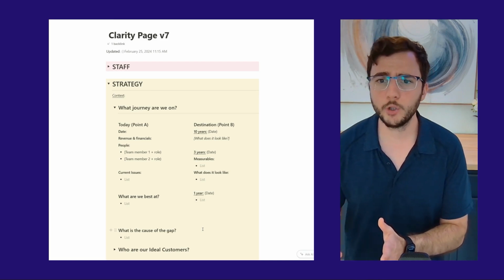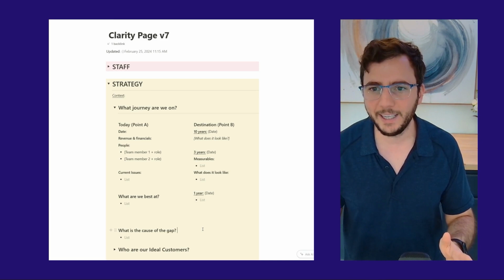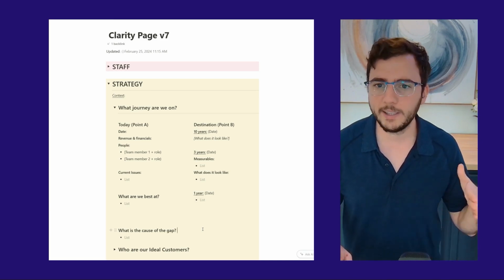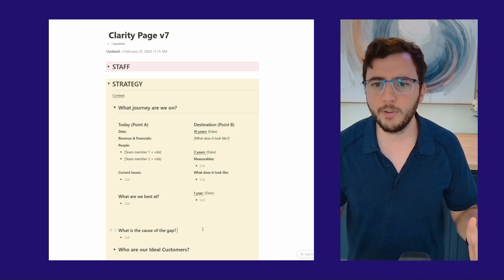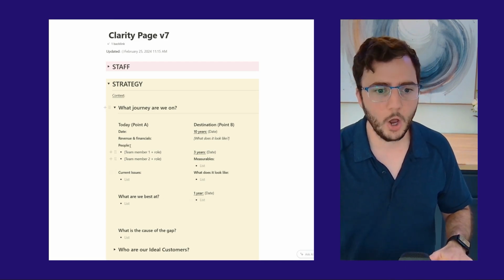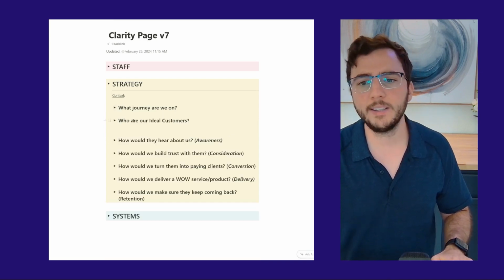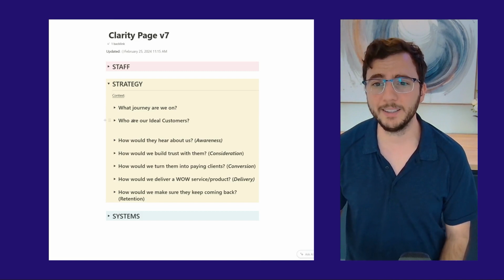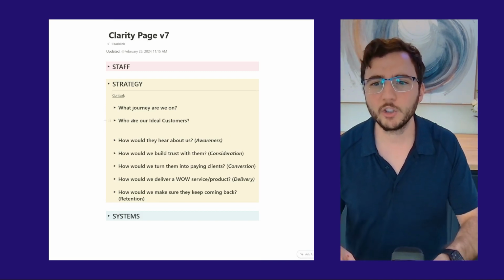So that's the first part. We have to understand what journey we are even taking. What journey are we on? What is today? What is home base? What is the destination? The next question that we have is, who are our ideal customers? And the reason why this is important is because we are trying to build a best in class asset or a business. You have to be customer centric.